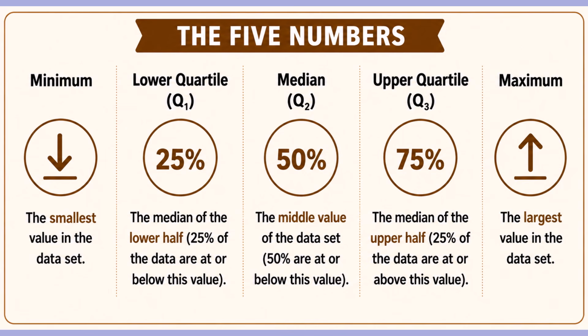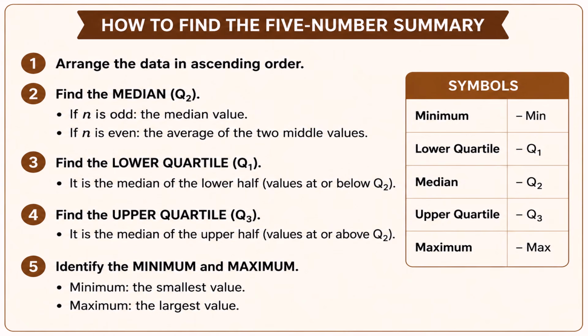And then that is the maximum. The maximum is the largest value in the data set. In a 5-number summary, we have the minimum, quartile 1, quartile 2, quartile 3, and the maximum.